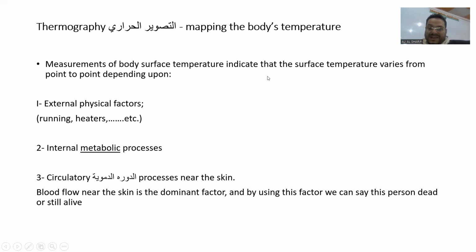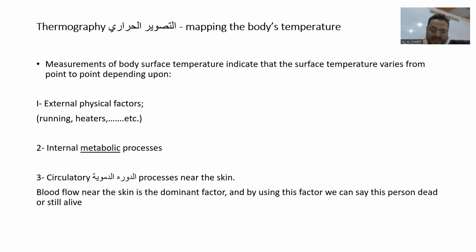Measurement of body surface temperature indicates the surface temperature varies from point to point. It's not equal, which is the reason the picture on the first slide was made from different colors. Every color indicates a specific level of temperature. External physical factors: here I have three simple methods to increase the temperature in your body. The first one, external physical factors: running, swimming, jumping. Then internal metabolic processes. And the most important one, the dominant, the main reason your body has temperature, is the circulatory process near the skin, the blood flowing.